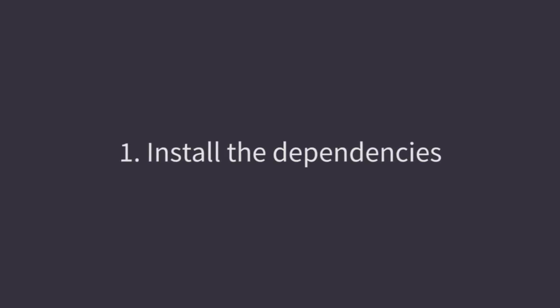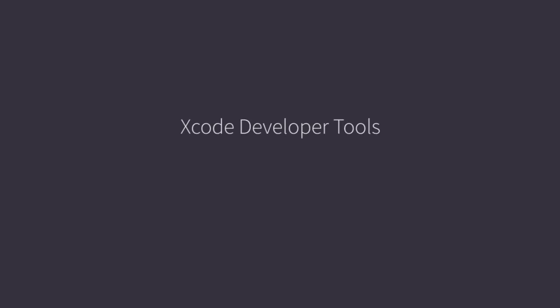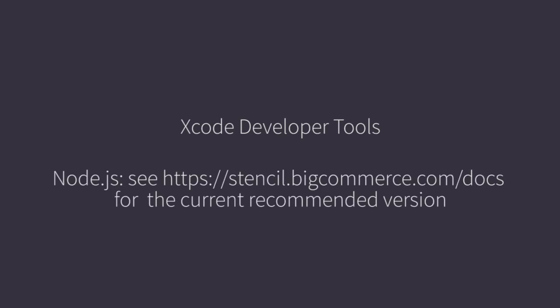Before you can install the Stencil CLI, there are some dependencies you must have. On Mac, you must install the latest stable version of Xcode development tools. This is available in the App Store. After that, you'll need to have Node.js. Please refer to the documentation for the current recommended version.